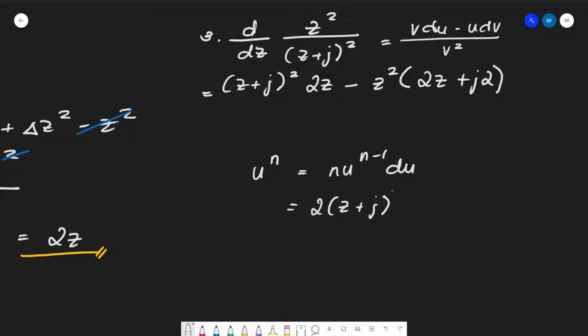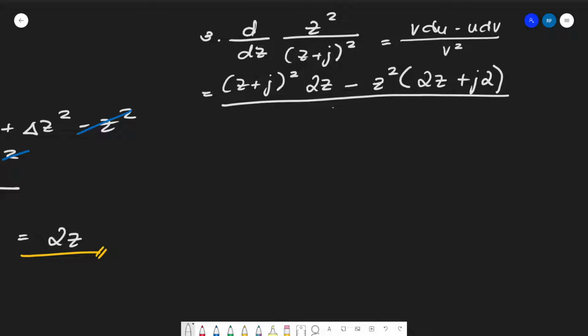Tapos distribute lang natin, we have 2(z plus j)2, doon siya nanggaling. So, all over z plus j to the fourth. Ayan. So, next we have here, saan na tayo? Ayan.